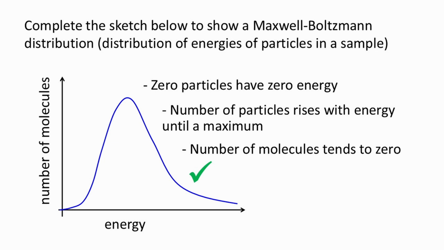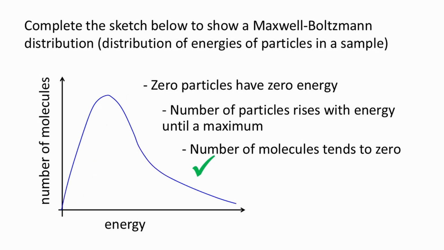Zero particles have zero energy, so the graph must start at the origin. The number of particles then rises with energy until a maximum is reached. Then, the number of particles decreases and tends to zero as energy increases.